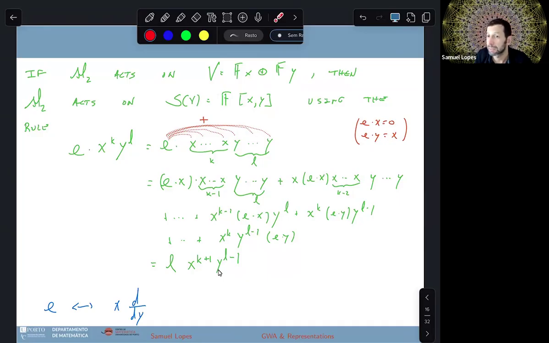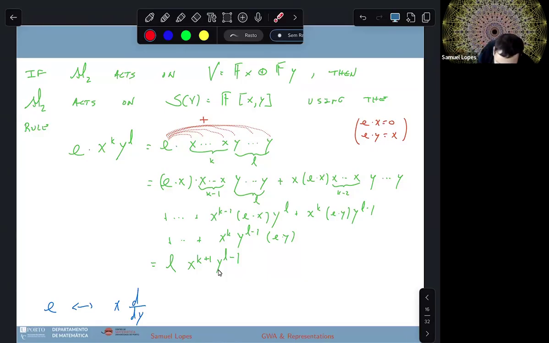But I have to tell you, how is this action done? I cannot just decide to do whatever I want, because in principle, it will not give me an action. It will not give me a module. It will not respect the relations of SL2. So one thing that will work for Lie algebras is an action as if you were doing a derivative. Imagine that you're using the Leibniz rule. What is the derivative of a product? You act on each factor of the product, and you add up all of the possibilities.